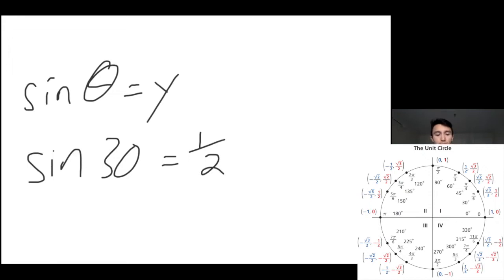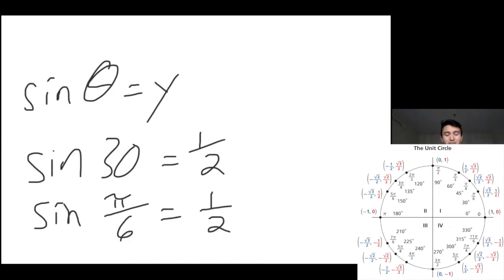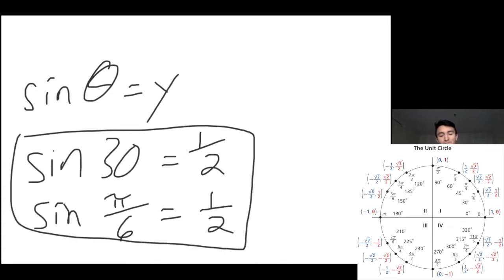And we can rewrite this in radians. 30 degrees is also pi over 6, which we also know from the unit circle. So same thing, one is radians, one is degrees, okay?